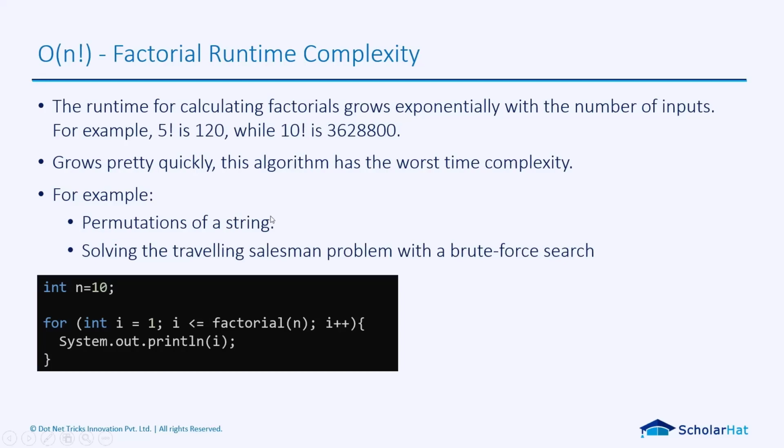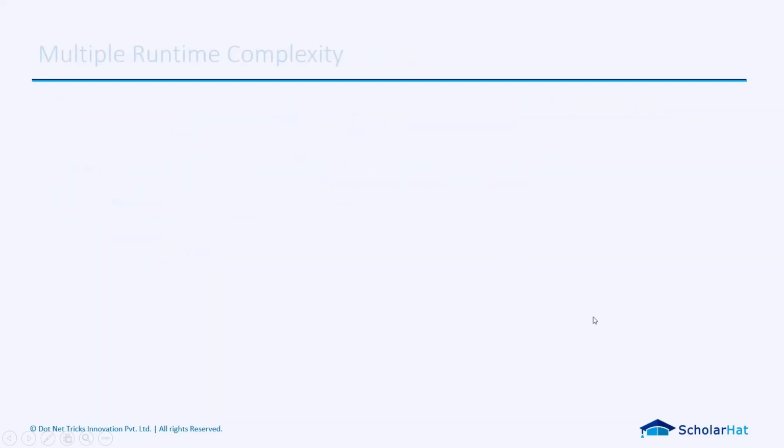So for example, we use permutations of a string, solving the traveling salesman problem with brute force search. These things are going to use this factorial n complexity. So you can see the condition is factorial of n is written, and this is going to be there. So we'll understand this one also, and we're going to take these examples, that time you'll understand better.